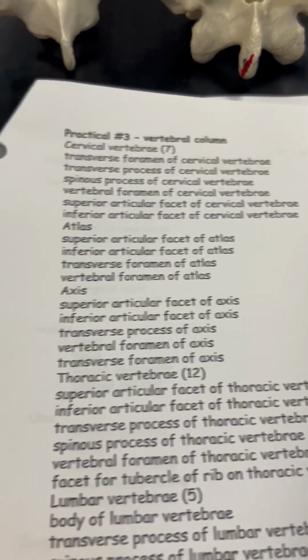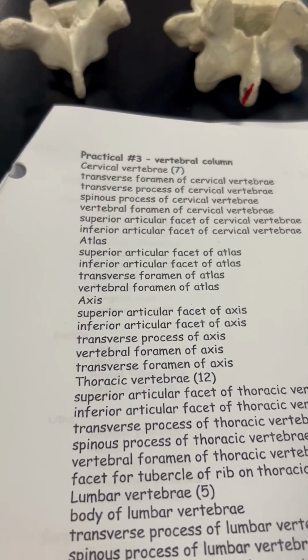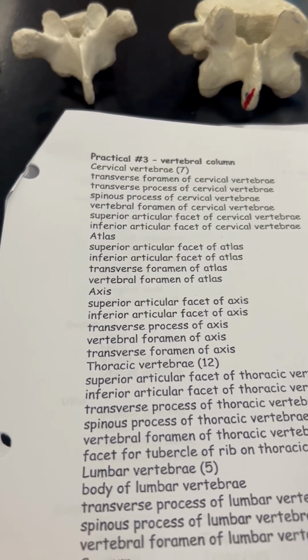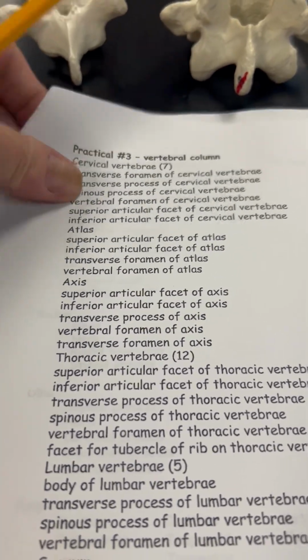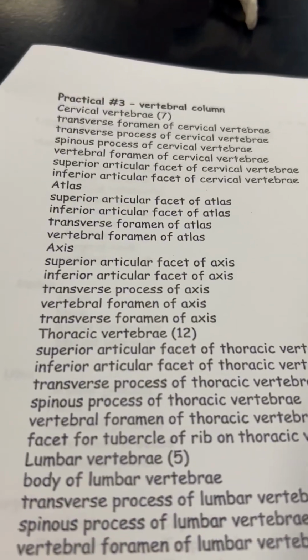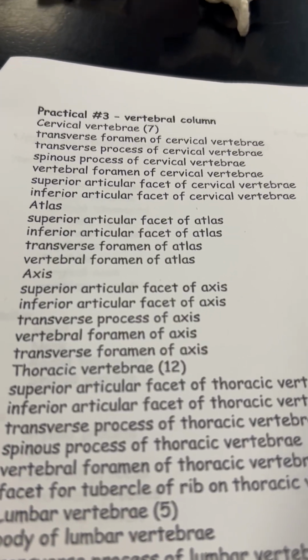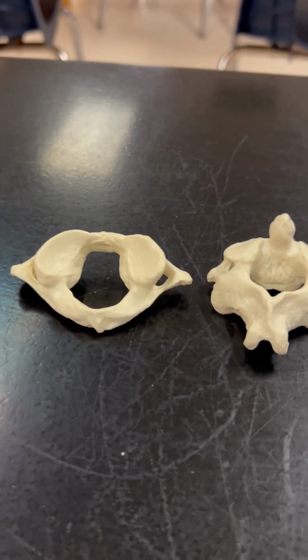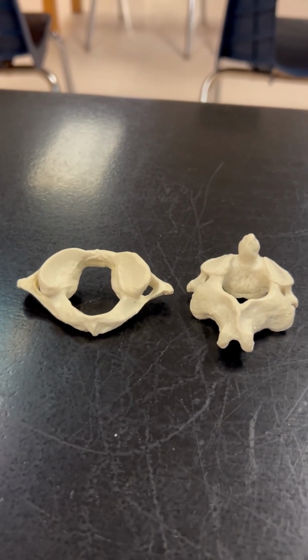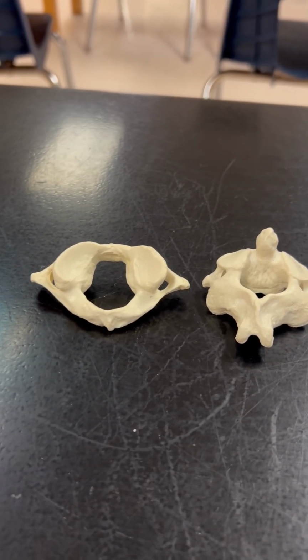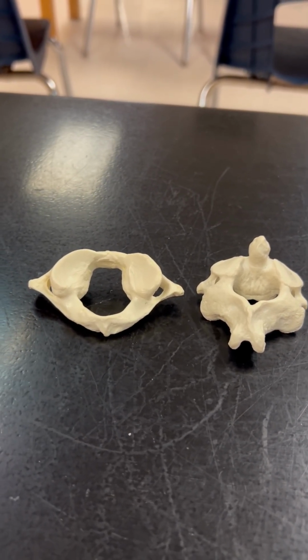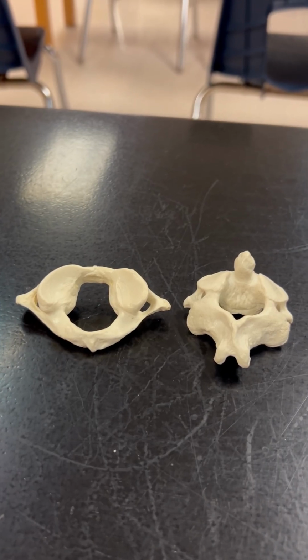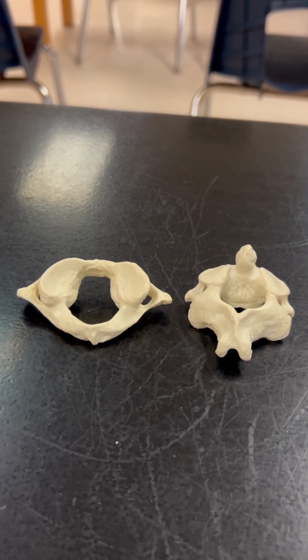Okay guys, here we are on practical number 3, the vertebrae, or the vertebral column. So it's simple and it seems to be repetitive, and it is. I'm going to start with just showing you the different vertebrae. What you're looking at on the left is the C1, or what we call the atlas. On the right is the axis, and I'm going to go through the different parts of it.